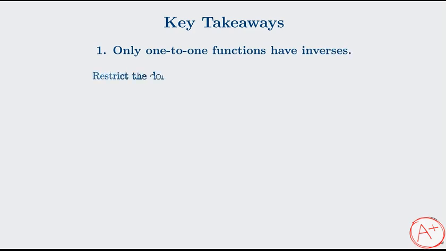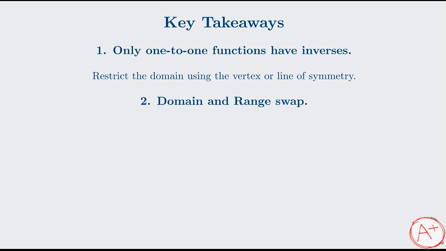First, remember that a function must be 1-to-1 to have an inverse. If it is not, you must restrict the domain, typically using the line of symmetry or a vertex as your boundary. Second, the domain of the original function becomes the range of the inverse, and the range of the original becomes the domain of the inverse. Always state the domain of your inverse function to secure full marks.